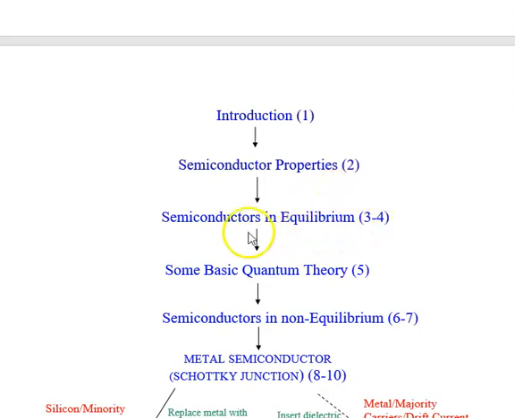Chapters 3 and 4 involve semiconductors in equilibrium. There are 1 or 2 advanced topics here, as I said, that we won't be covering. Those are covered generally in appendices. Some basic quantum theory is covered in Chapter 5, and in Chapters 6 and 7 we cover semiconductors in non-equilibrium. Chapter 6 is basically work problems for the first 5 chapters, and then in Chapter 7 we get into non-equilibrium.